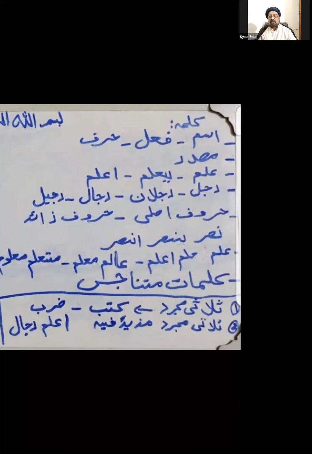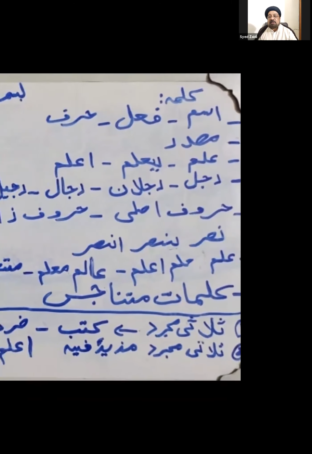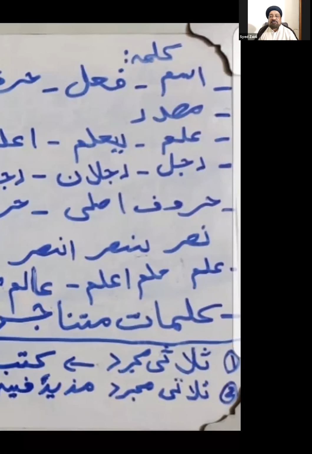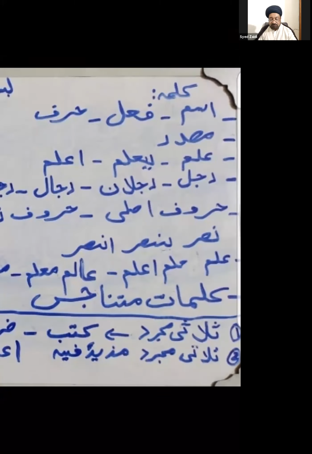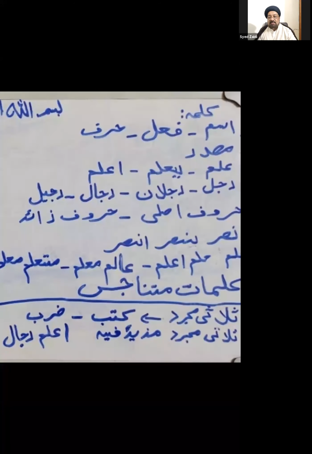Number 1, a 3-letter word is called thulathi mujarrad, as you can see on the left side of the board. Thulathi mujarrad is the number 1 category of ism and fi'l. All of the words of ism and fi'l belong to these 6 categories. Number 1, thulathi mujarrad.